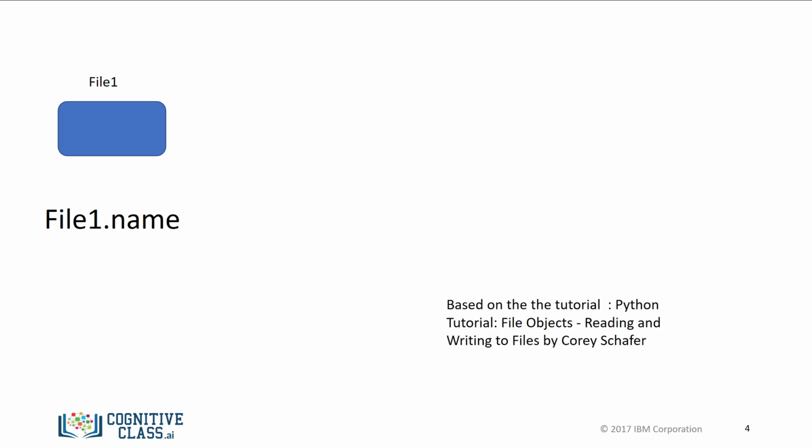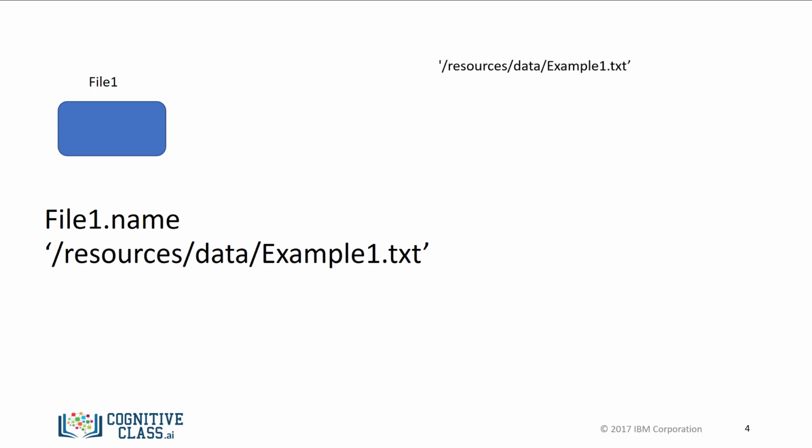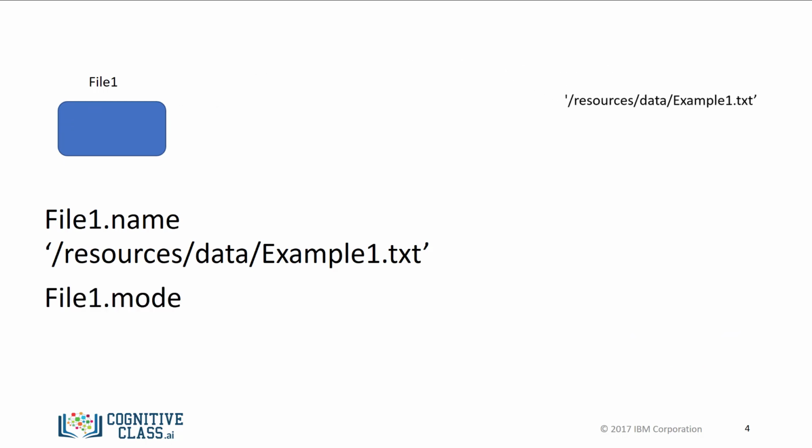We can now use the file object to obtain information about the file. We can use the data attribute name to get the name of the file. The result is a string that contains the name of the file. We can see what mode the object is in using the data attribute mode. An r is shown representing read. You should always close the file object using the method close.